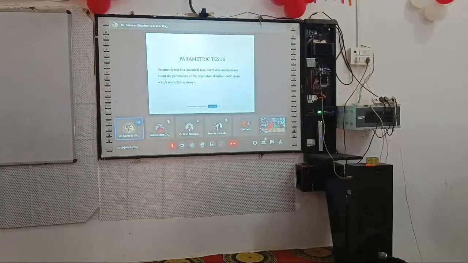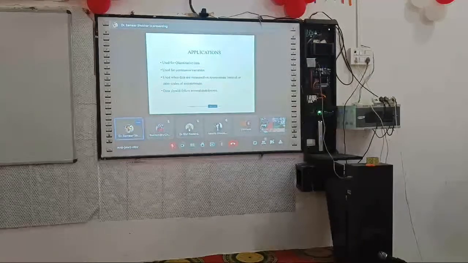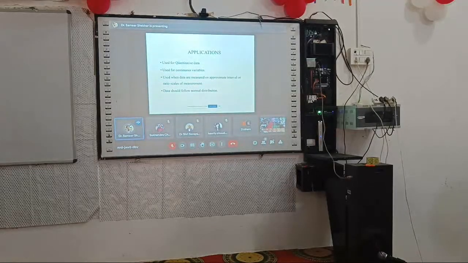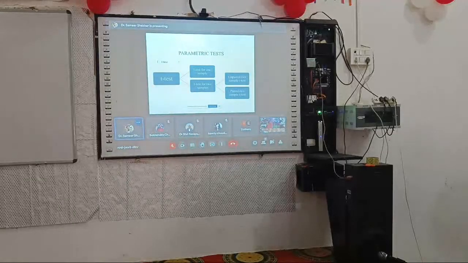So when we are using a parametric test, we need to take care of all these things. It is used for quantitative data, and specifically when the data has been collected on a ratio scale. It is used for continuous variables. Third, it is applied on approximate interval and ratio scales of measurement, and data should follow the normal distribution. It is the most significant consideration while using a parametric test.